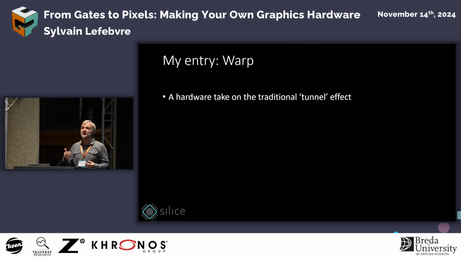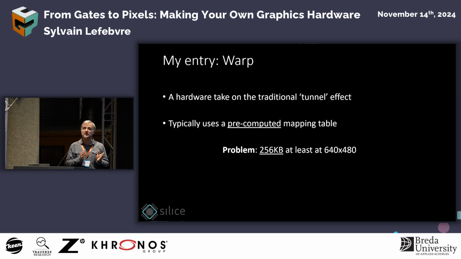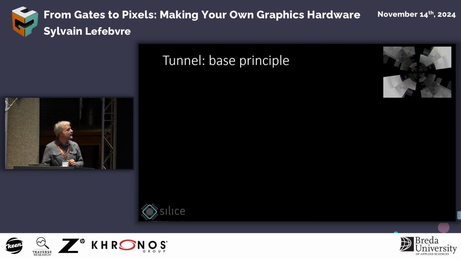So that's a hardware take on the classical tunnel effect. I think some of you probably recognize it. It was a very popular effect in the 90s. And the reason I chose this effect is because it typically uses a pre-computed mapping table. This is basically texture mapping, right? In every pixel, you have a UV coordinate, you look up your texture, and then you move it around in the texture space so that you create a nice tunnel effect. The problem is that this table is very big. In terms of our design, it's absolutely huge, and there's just no way we can fit this table. That's why I thought it would be an interesting use case for hardware design.